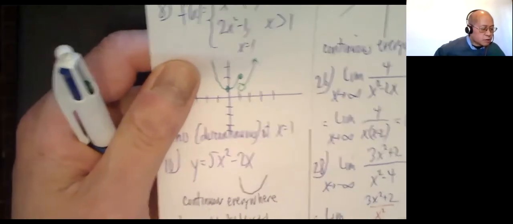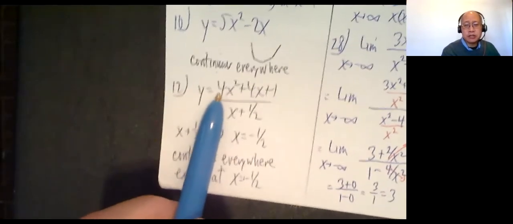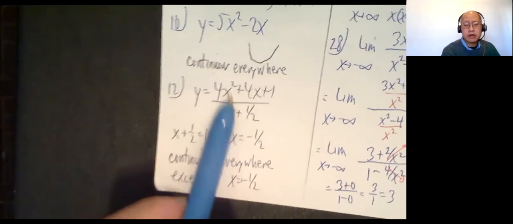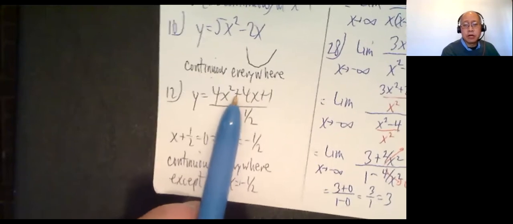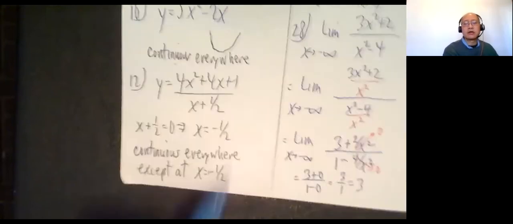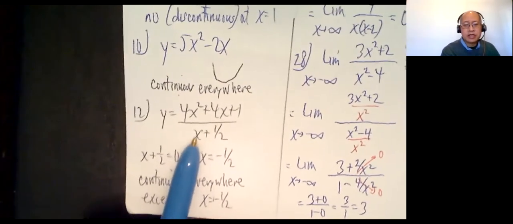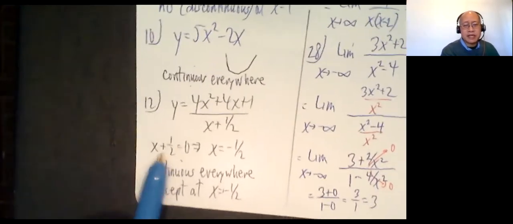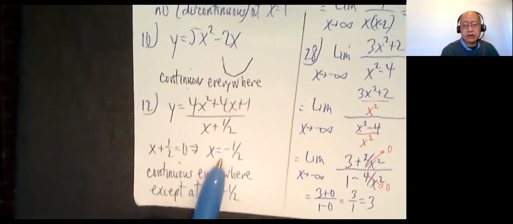All right, so number 12, where is the function discontinuous? So 4x squared plus 4x plus 1 divided by x plus a half. For rational functions, polynomial divided by polynomial, you don't ever have to worry about the top. It doesn't matter if the top is 0. You just cannot let the denominator equal 0. So I set the denominator equal to 0, x plus a half equals 0. What number makes this denominator 0? That would be negative a half, right? Subtract 1/2 on both sides. x equals negative a half.